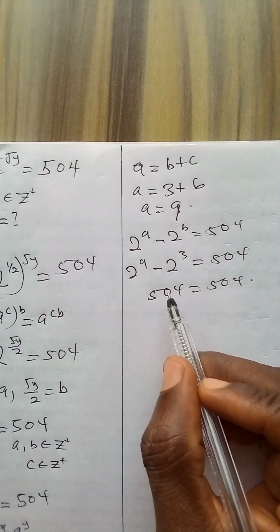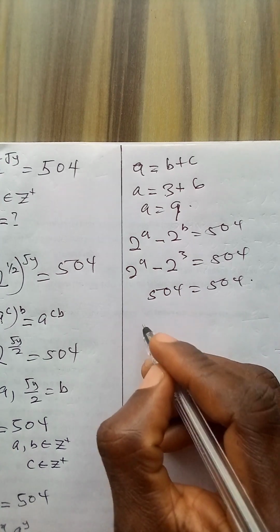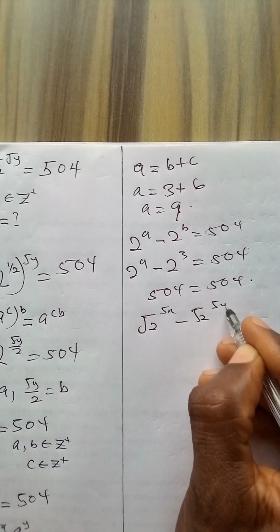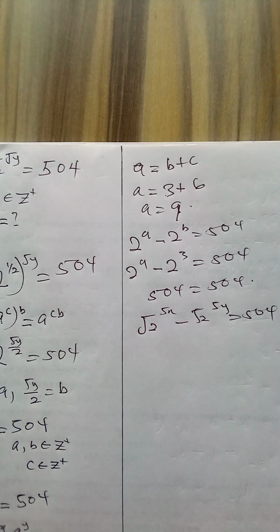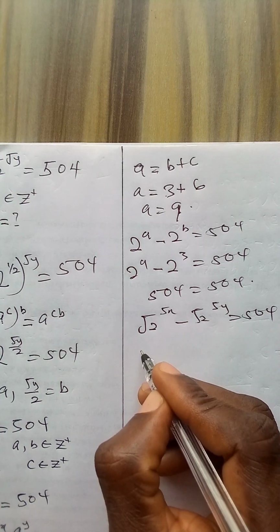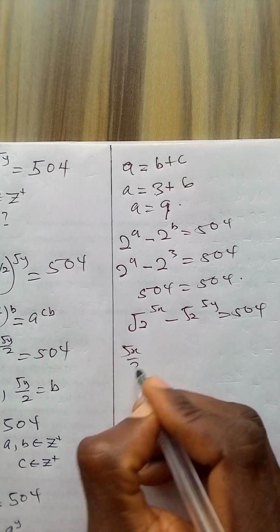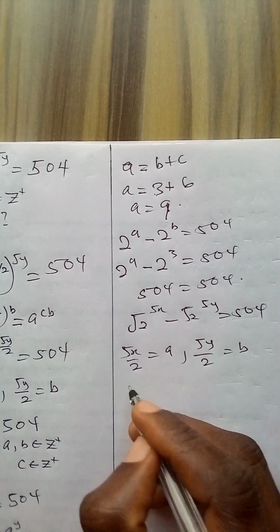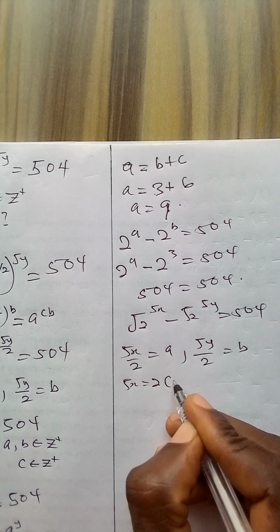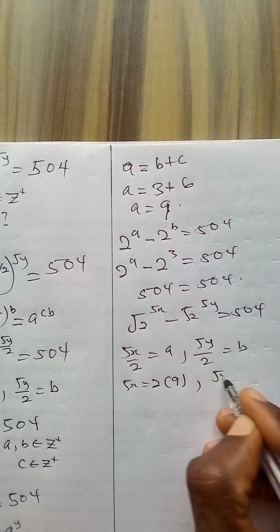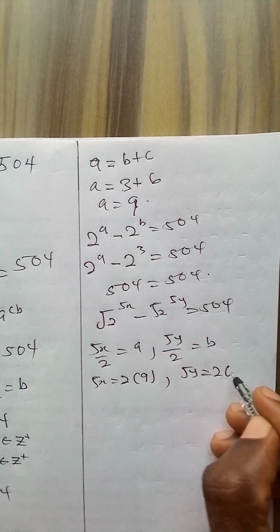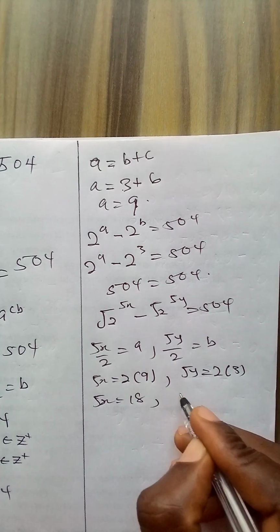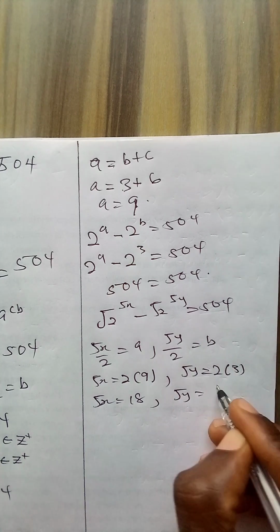However, we are required to find the value of x and y in the equation root 2 to the power root x minus root 2 to the power root y is equal to 504. And let's remember that we made a substitution. That is, root x over 2 is equal to a and root y over 2 is equal to b. Now, root x equals 2 times a, and a is 9, and root y equals 2 times b, and b is 3. Root x will now be 2 times 9, which is 18. Now, root y will now be 2 times 3, which is 6.